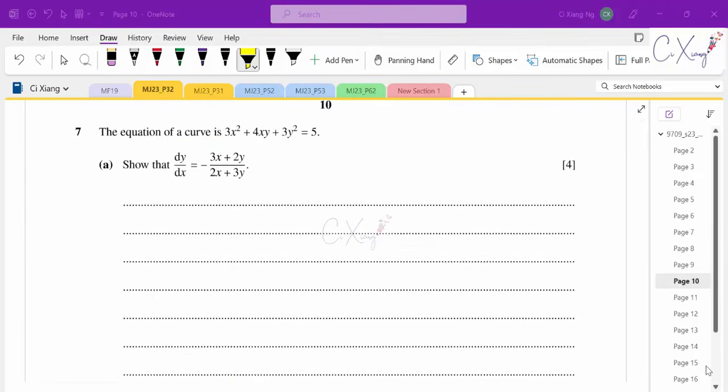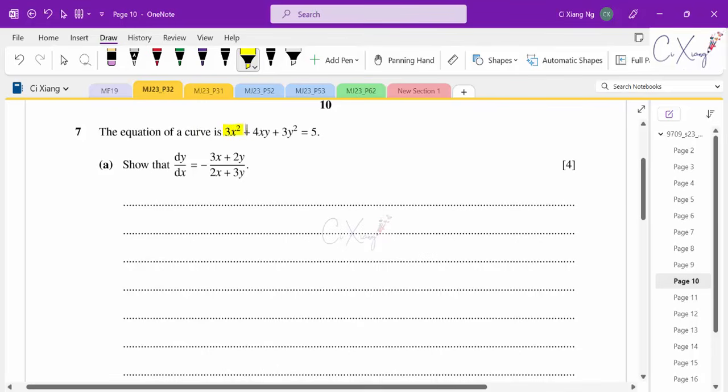Okay, so now we are at question number 7. We have an equation of a curve. And I think it's quite obvious that this one you cannot separate the x and y onto 2 different sides. Okay, so now they want us to show that dy/dx equals this expression. Since we cannot separate y and x clearly, to find the differentiation, we have to apply implicit differentiation.